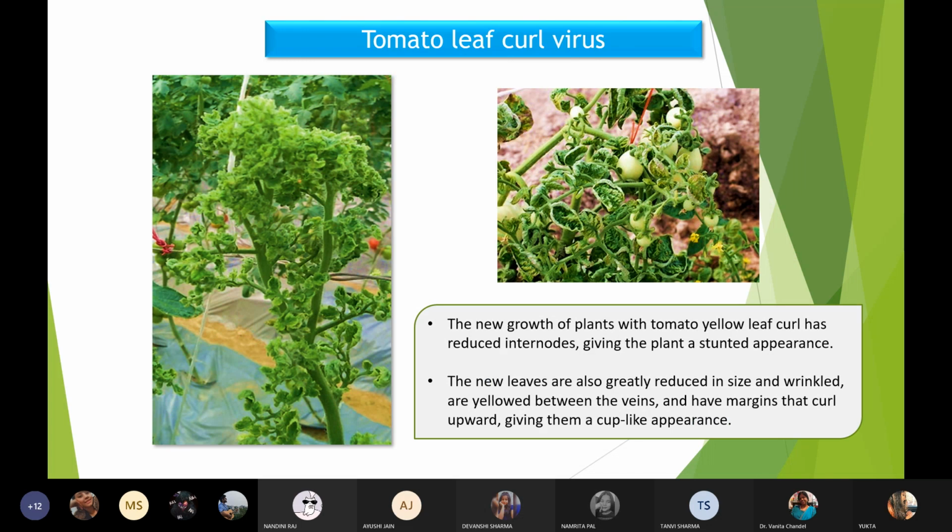This is the tomato leaf curl virus. In this, symptoms were like the new growth of plants with tomato yellow curl has reduced internodes, giving the plant a stunted appearance. The new leaves are also greatly reduced in size and wrinkled, yellowed between the veins, and have margins that curl upward, giving them a cup-like appearance. Flowers may appear, but usually will drop before fruit is set.